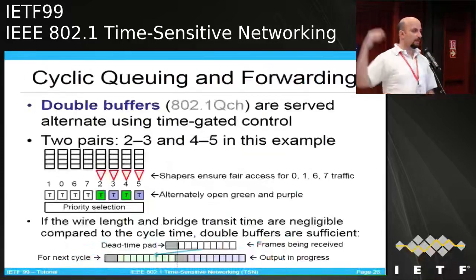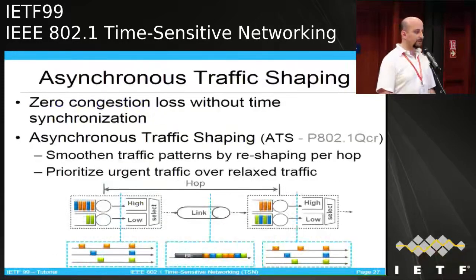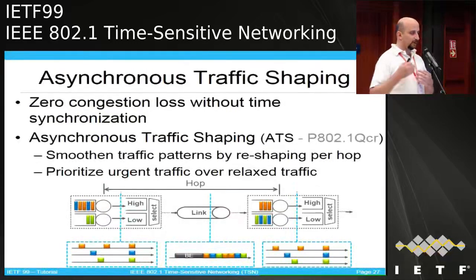What I described, or actually all of us described up to this point, are all done work, published or close to published standards. The next slide is ongoing work. It is called asynchronous traffic shaping, which aims to provide zero congestion loss without time synchronization. What happens is that we aim to smoothen the traffic pattern by shaping per hop and give priority to urgent traffic over more relaxed traffic.